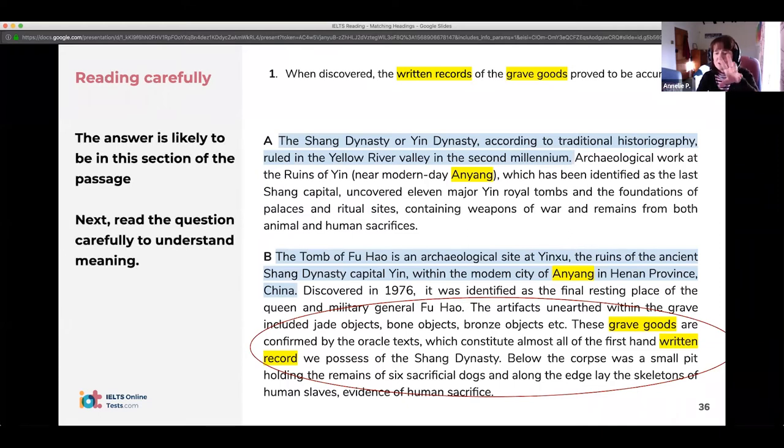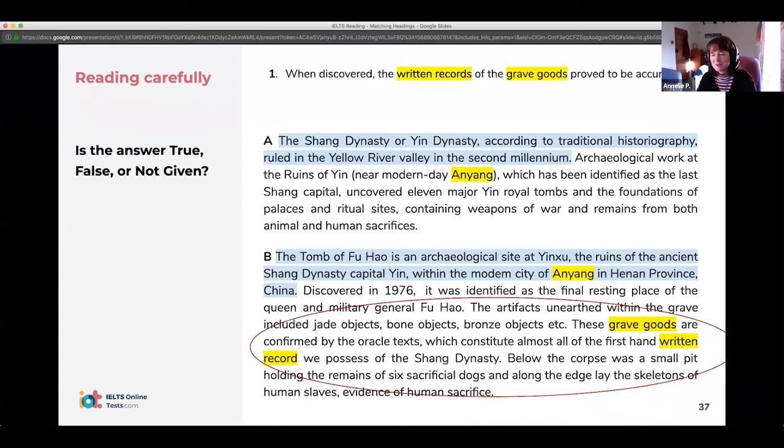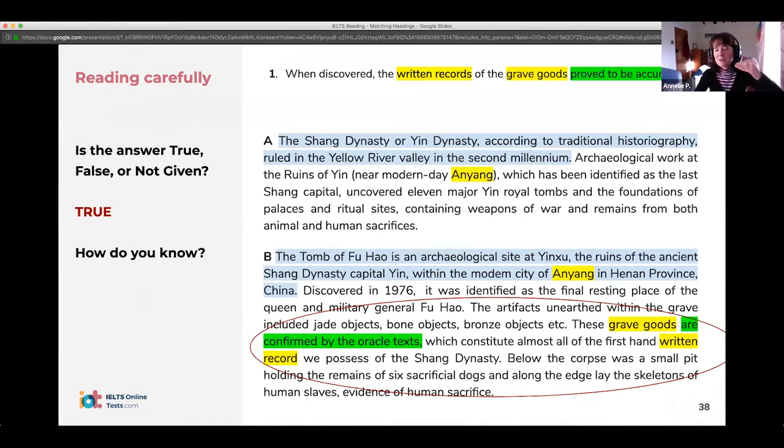Okay. Then we read around very carefully, and we're already ahead there, okay, to find out. So, yes, okay, very good. So this answer is true, and the key word, as quite a few of you have already said, is confirmed. So proved to be accurate, confirmed. I think a few people put confirmed before when we were doing the synonyms, yeah? So you already got it there. Okay, so proved to be accurate, confirmed.